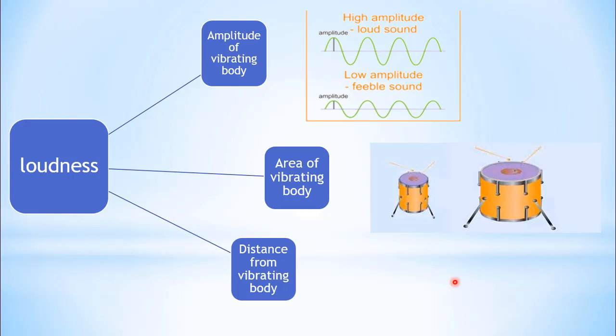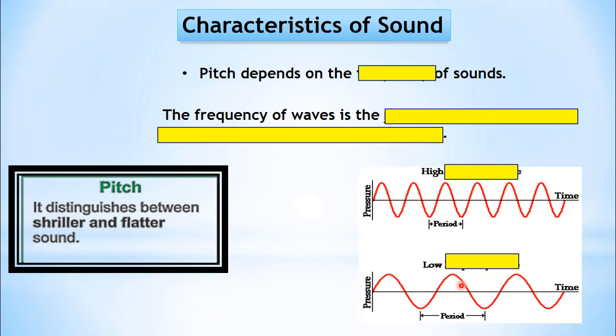Now, let's proceed to the second characteristic of sound, that is pitch. We can define pitch as it distinguishes between shriller and flatter sound. Flatter sound is also called grave sound. Now, what are the factors on which the pitch depends? It depends upon the frequency of sound.